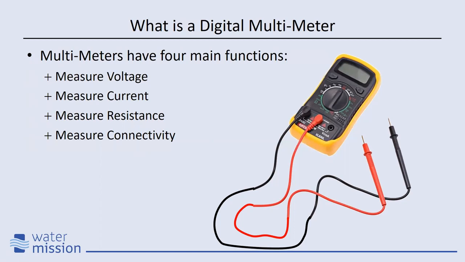And a nice feature of a multimeter for troubleshooting or verifying a correct implementation is you can check the connectivity to make sure that two wires are indeed actually connected. And you can do that using a multimeter.